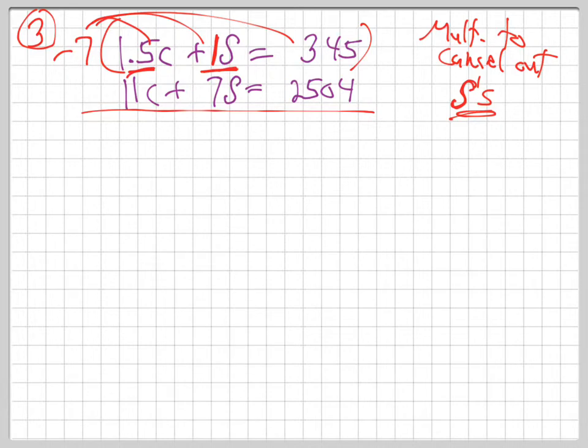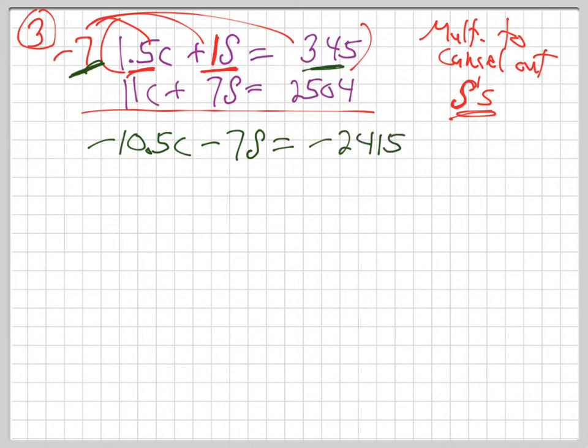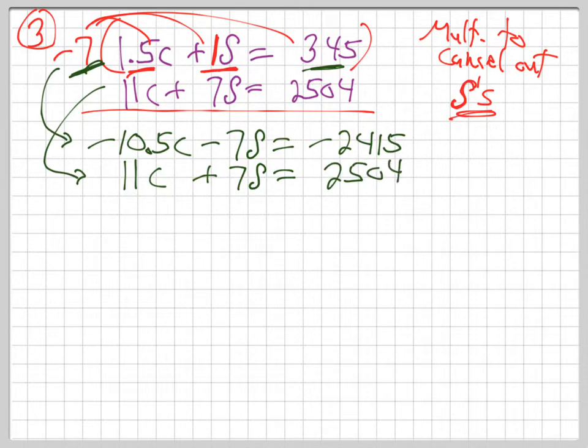So now use your calculator. -7 times 1.5. I think that's -10.5. Make sure I'm right here. -10.5, right? Minus 10.5C minus 7S, and then minus 7 times 345 is minus 2415. So there's the top equation. The bottom equation, no changes. 11C plus 7S is 2504.